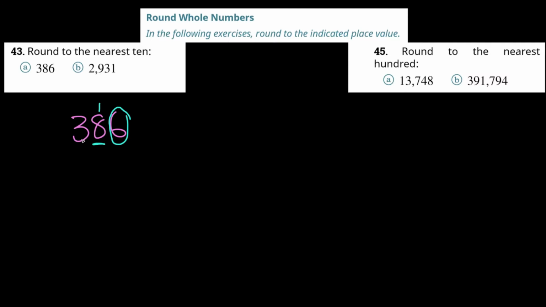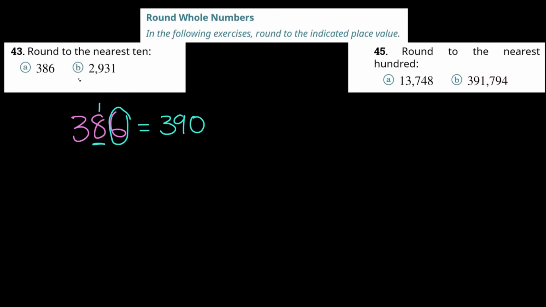So in this case, 6 is greater than 5. So we add 1 here, and then we change that to a 0. So 386 rounded to the nearest 10 is 390, because 8 plus 1.